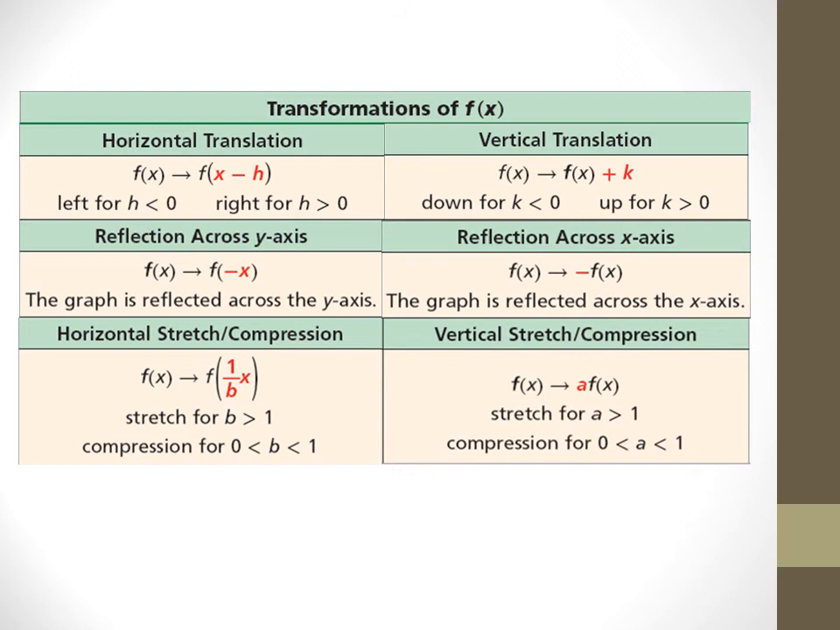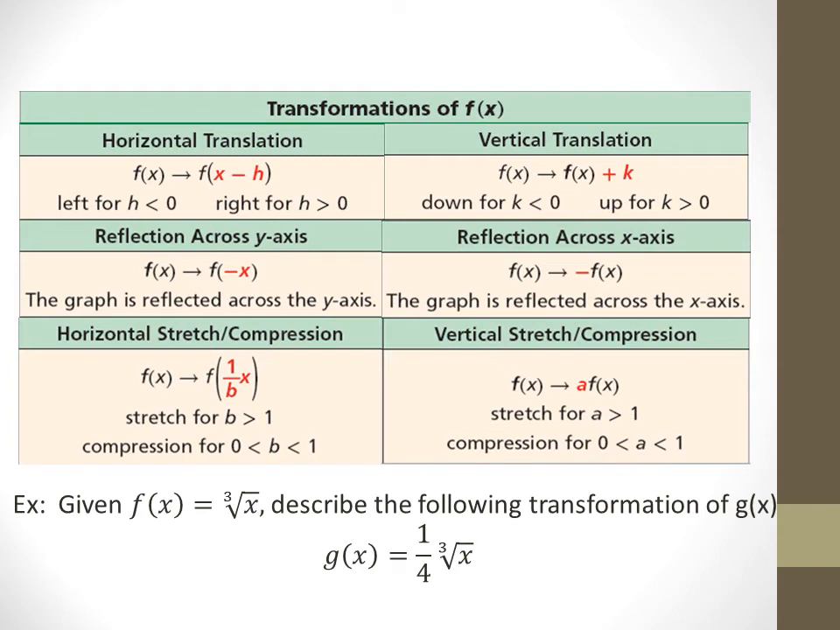The last and final type of transformation is called a vertical stretch or compression. This is where we have some coefficient outside in front of the function. And this is sort of opposite of what you see with horizontals. If a is bigger than 1, so if we see a 2 in front or a 4 in front or a 10 in front, we say it's a vertical stretch. If we see some type of fraction or decimal strictly between 0 and 1, we say it'd be a vertical compression. So for example, here we're given the cube root of x, describe the following. Notice how we have a 1/4 in front of the entire function, in front of our parent function, so therefore we'd say this is a vertical compression or shrink.